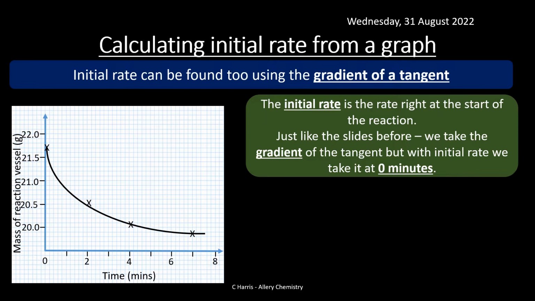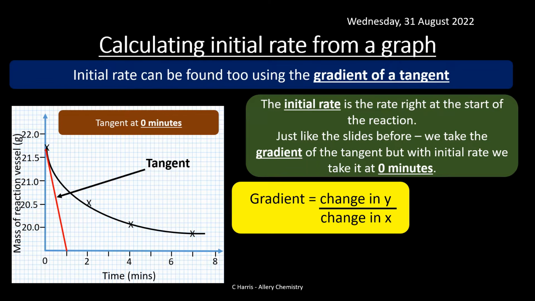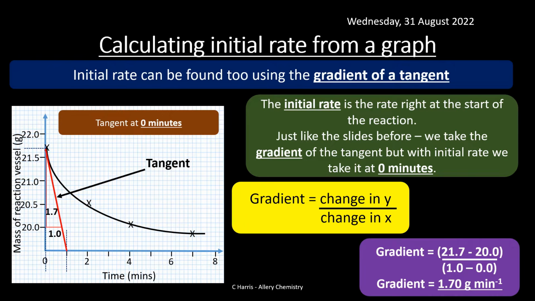So what we're going to do, just like the slides before, is take the gradient of the tangent, but for the initial rate we're going to take it at 0 minutes. So the tangent at 0 minutes is going to be that. And so the gradient, again, is the change in y over change in x. Here you can see we've got a change in y of 1.7, a change in x of 1, and that's going to give us a gradient of 1.7 grams per minute.